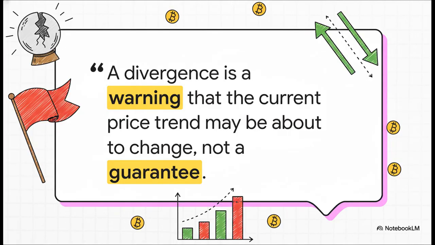But, and this is really important to remember, this is not a crystal ball. A divergence is a warning sign. It's like a little flag that pops up and says, hey, pay attention over here. It's all about probabilities, not guarantees of what's going to happen next.